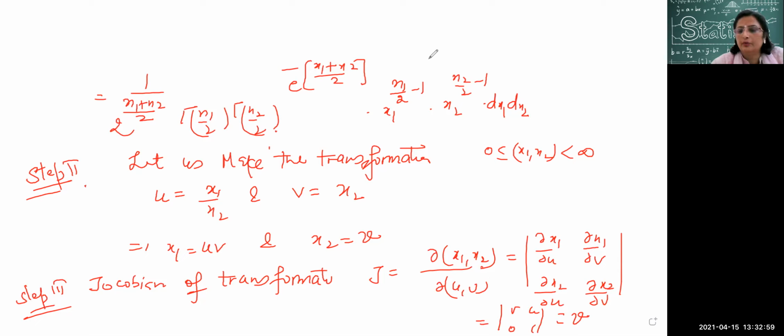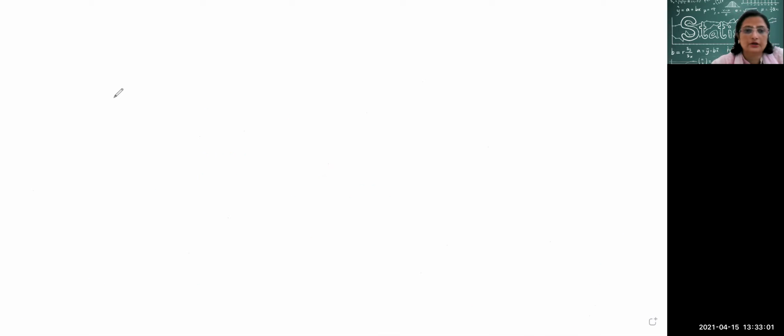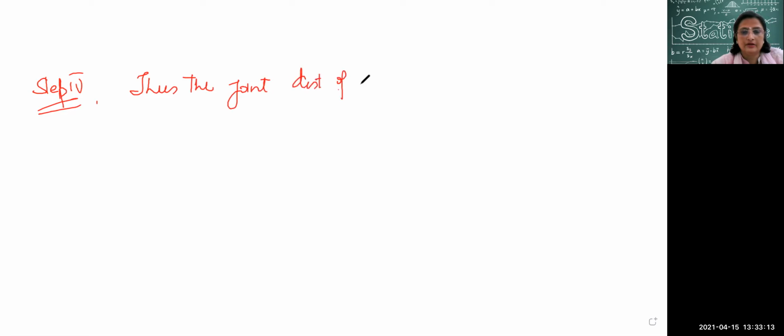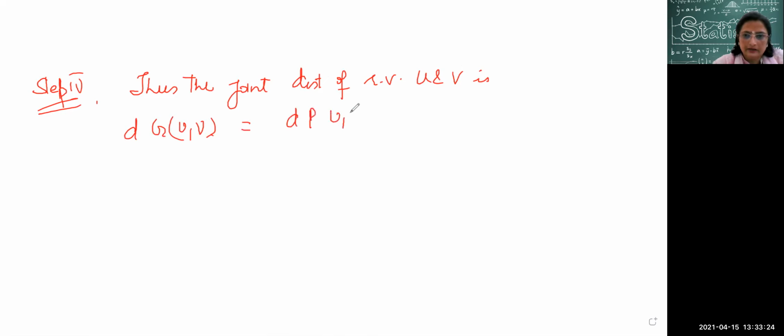Now we will apply the formula to find the joint PDF of the new transformed variables. This is step number 4. Thus the joint distribution of random variables u and v is dP. This is again the joint probability differential. dP in terms of u, v into mod of J into du dv. This is the formula that you will apply.